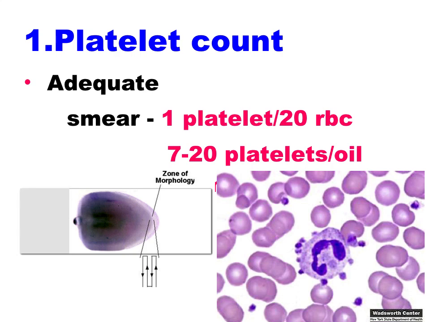When do we say that platelet count is adequate or platelet estimate is adequate if you're looking at a smear? If you see one platelet per 20 red blood cells, or if you are looking at one oil immersion field and you see about 7 to 20 platelets, then that indicates that the number of platelets is adequate.